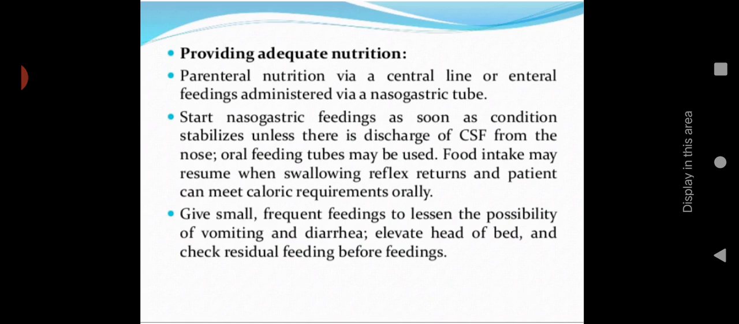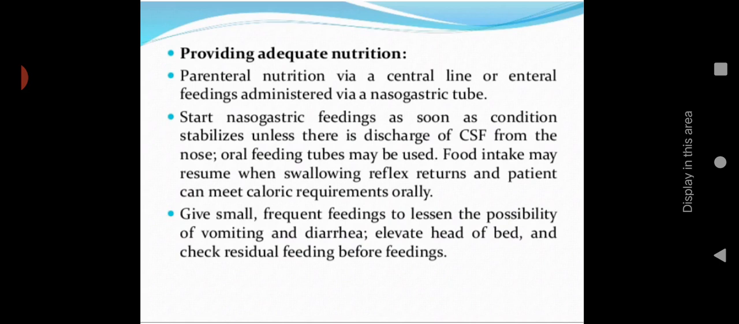Then oral tubes or feeding tubes may also be used. Food intake may resume when swallowing reflex returns and patient can meet caloric requirements orally. So once the patient's swallowing reflex or gag reflex has returned, then we can also provide feeding. Give small frequent feedings to lessen the possibility of vomiting and diarrhea. So always you have to provide small and frequent feedings. It will help to reduce the chances of vomiting and diarrhea.